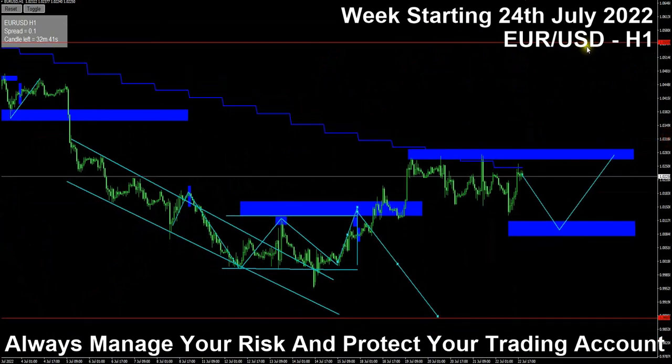So it's just an area that we are keeping an eye on, both this one up here and this one down here. So two areas which potentially we could see price go to. We just don't know which way at the moment. But next week I'm going to be keeping an eye on this zone down here for a possible buy.